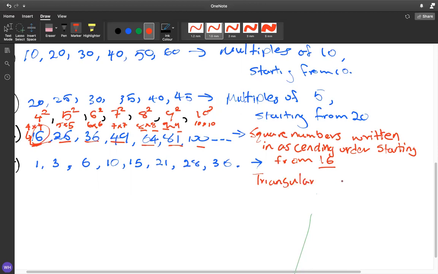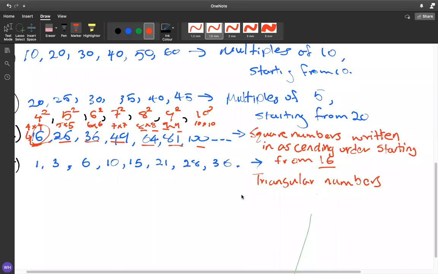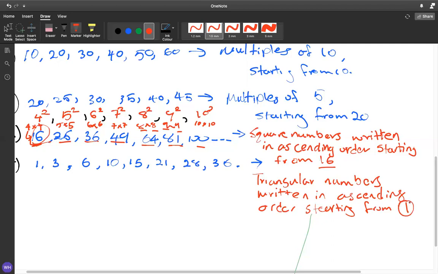Square numbers written in ascending order. Not square, triangular. Yes, not square, right, Rifki? It is not square, Rifki. It is triangular numbers, and they are written in what order? Ascending order. Very good. So they are written in ascending order, starting from 1. Okay, everybody write it. Ascending order. Starting from 1. Yes, good.